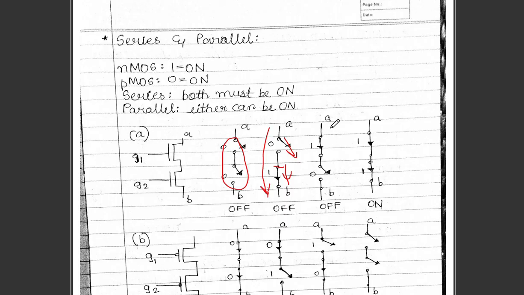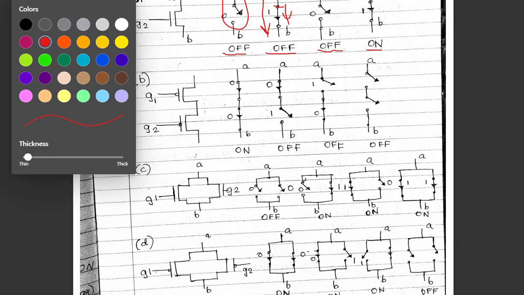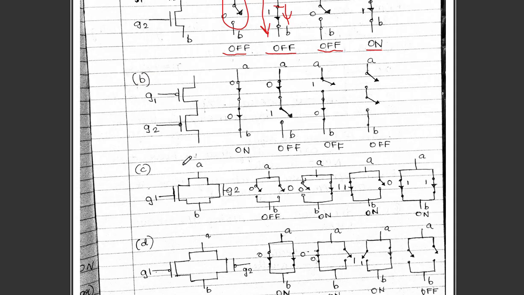Next is 1, 0. When 1, 0 is connected, the first transistor is in on condition, whereas the second transistor is in off condition, and hence the total circuit is again in off condition. Next is when A is equal to 1 and B is equal to 1. As there is a path for current flow, the transistor acts in the on state. Next we'll discuss two PMOS connected in series.